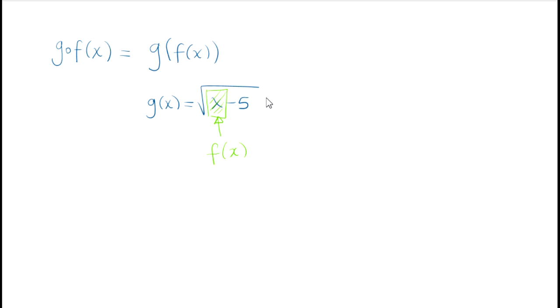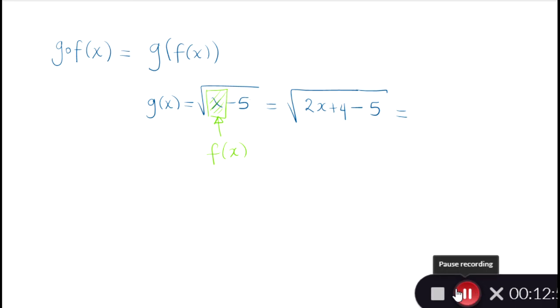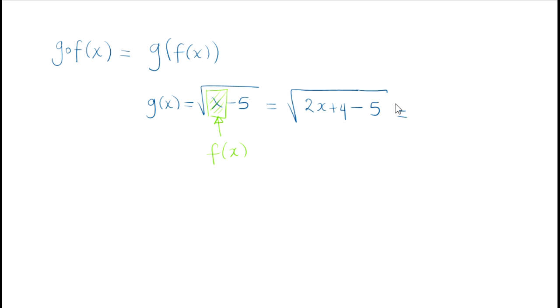So that's going to be the square root of, instead of x we plug in f, which is 2x plus 4. So it's going to be 2x plus 4 minus 5, and you can simplify that to the square root of 2x minus 1. Please keep that in your mind. You need to simplify them every time.